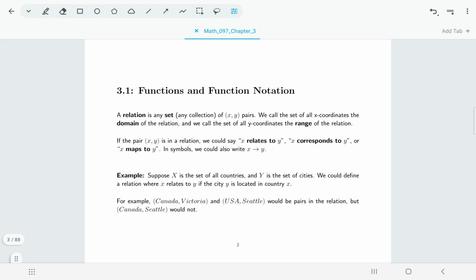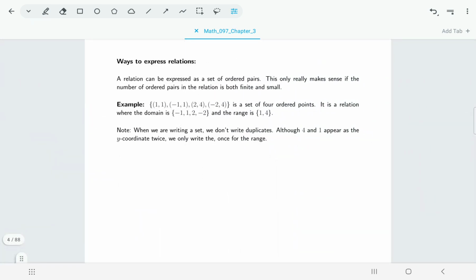We're going to see that a function is just a special kind of a relation where there's a little bit of a restriction on repeating things, but we'll talk about that in just a moment. Before we get there, a few things about displaying or expressing relations. So the first way, and this really only makes sense if you have a small finite number of ordered pairs, is to just list everything.